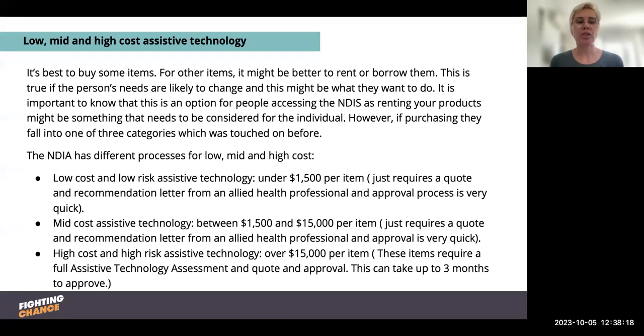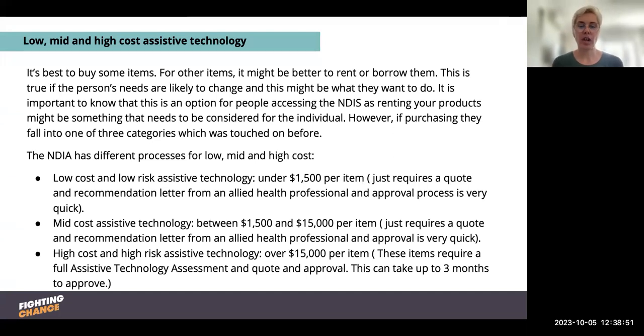And so when it comes to the funding of a piece of equipment, which I've just touched on, but I'll go over it again, there are different processes for low, mid, and high cost items. When it's rental, it comes under consumables under the core budget, and so that can be put in there and can be used as needed.